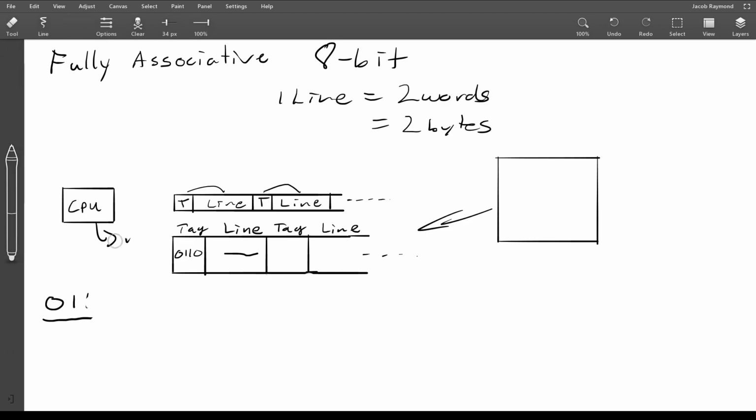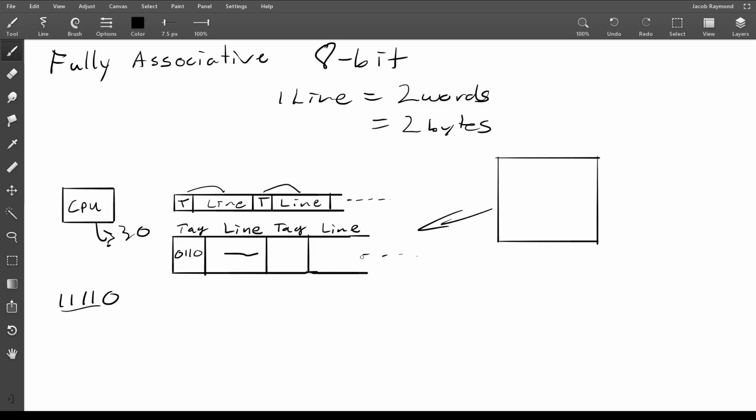If we then access something like 14, that would maybe go over here. So let's say, well, no, let's not do 14, let's do 30. So 30 is going to be 11110. And so it would look for this in the cache. It would say, oh, maybe it's not there. And actually for this example, I'm going to go ahead and cut this cache off to just 2 locations.